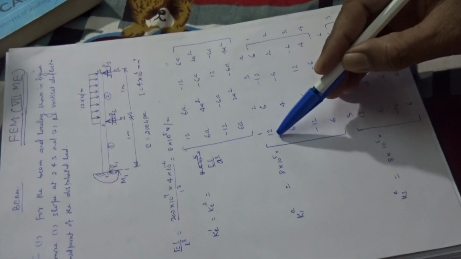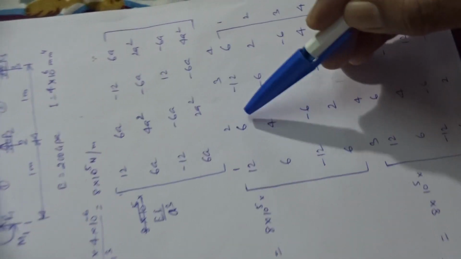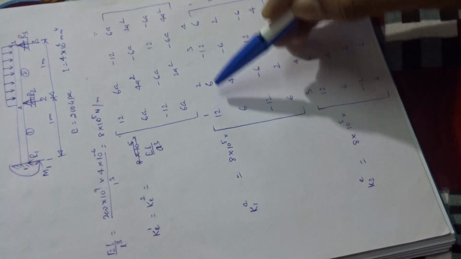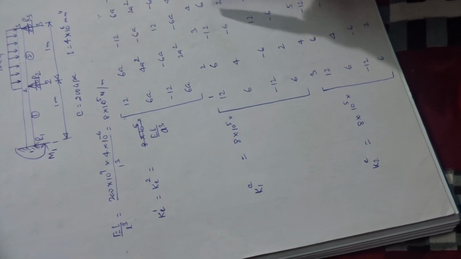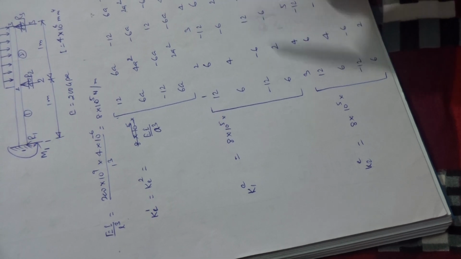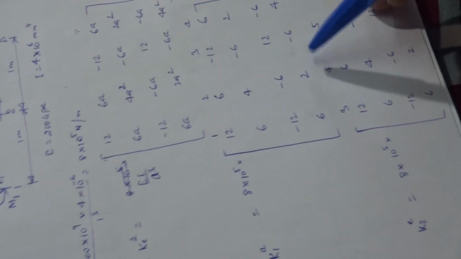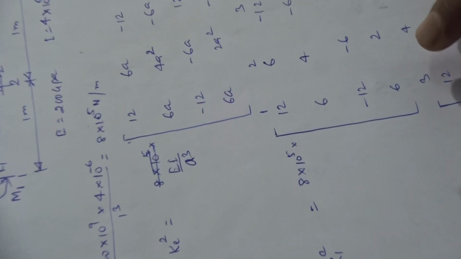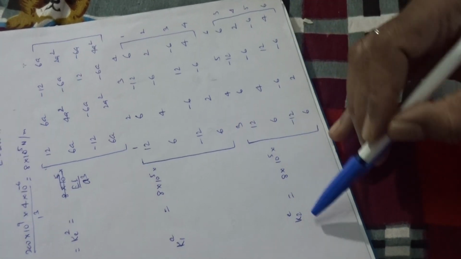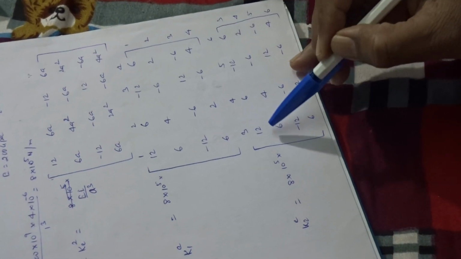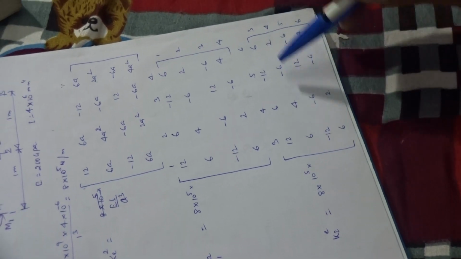so multiplied by 1 in each, this becomes 12, 6, minus 12, 6; 6, 4, minus 6, 2; minus 12, minus 6, 12, minus 6; 6, 2, minus 6, 4. And similarly for element 2, the element stiffness matrix will be the same, 8 into 10 to the power 5, and this one is the element stiffness matrix.